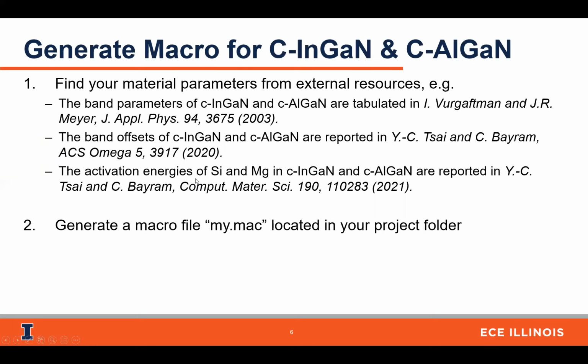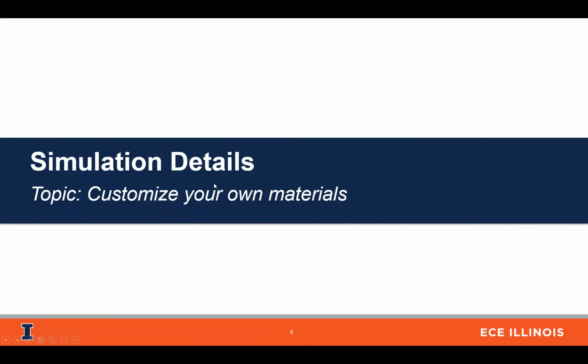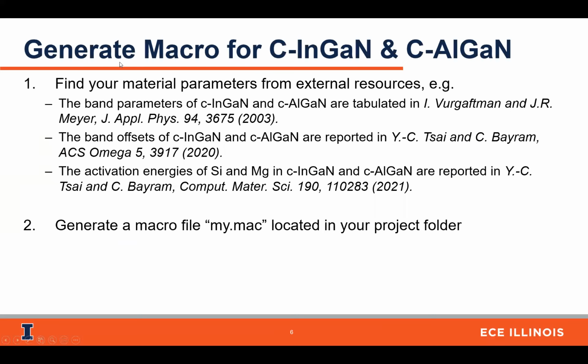Okay. But cubic GaN or cubic indium gallium nitride, their material parameters are not well defined in the software. So you need to customize your own material by putting in the material parameters. The first step is to generate a macro file for cubic indium gallium nitride and cubic aluminum gallium nitride. You can find the material parameters from external resources, such as the first one I list here.